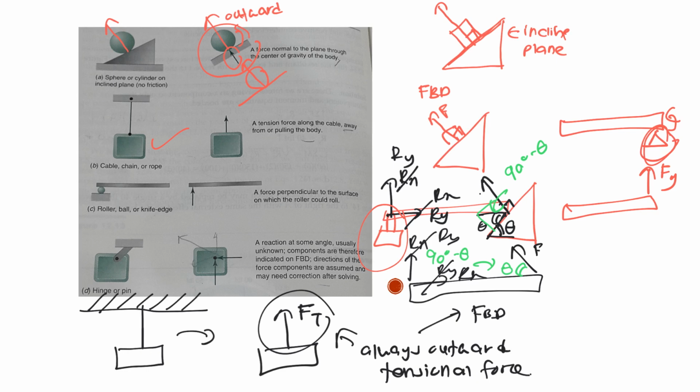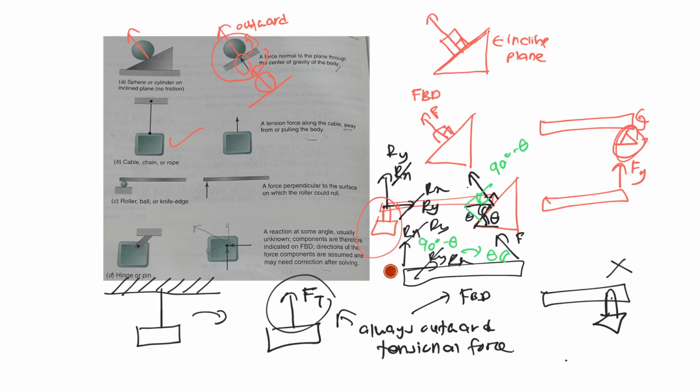What about if you have a hinge or pin? Like I mentioned before, your hinge or pin is going to have two forces, an X component and a Y component. Directions, I'm going to show you later. Basically, when it comes to the hinge, you need to decide the directions, not the question. I'm going to explain later. So when you have a hinge, you need to draw it back. It is going to be RX and RY.